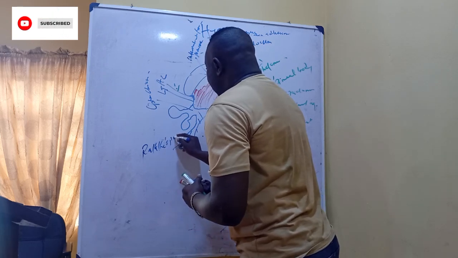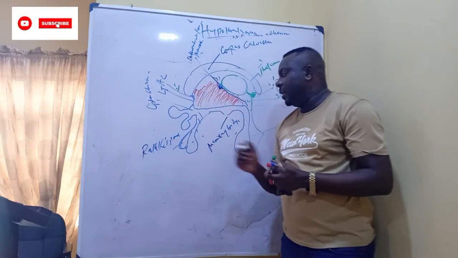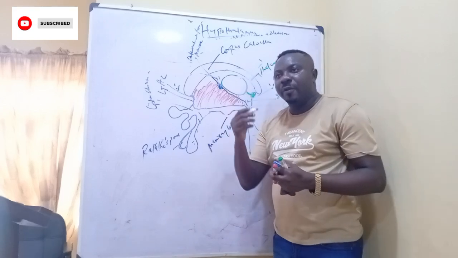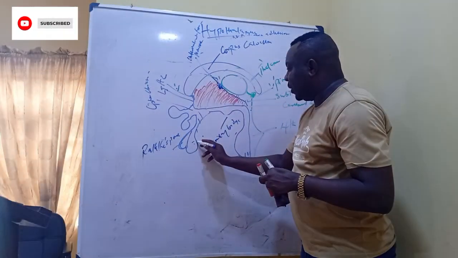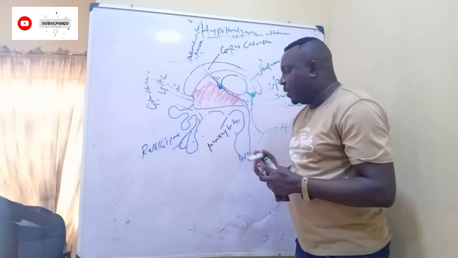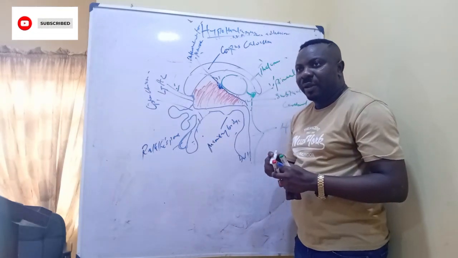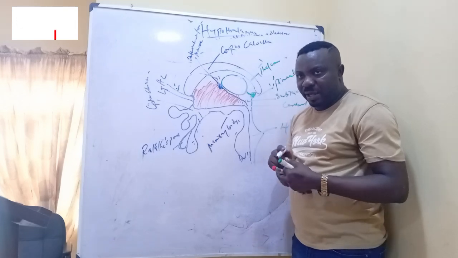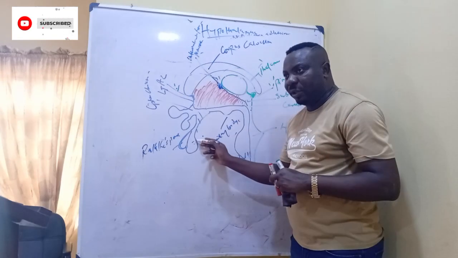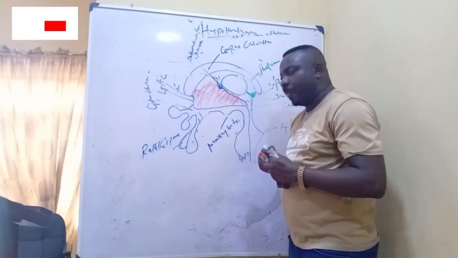Radke's pouch. Are you there? Yes, sir. It is an evagination from where? From the nasopharynx. This other one, which is the posterior pituitary gland, where does it originate from? Embryologically, it originates from the third ventricle.